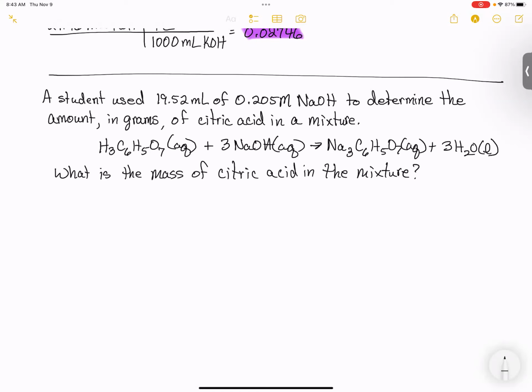Okay, what I was given is 19.52 milliliters of 0.205 molar sodium hydroxide. Rewriting the molarity of sodium hydroxide into its components, you get 0.205 moles of sodium hydroxide per 1 liter of sodium hydroxide solution.